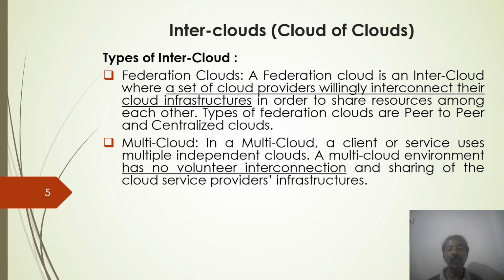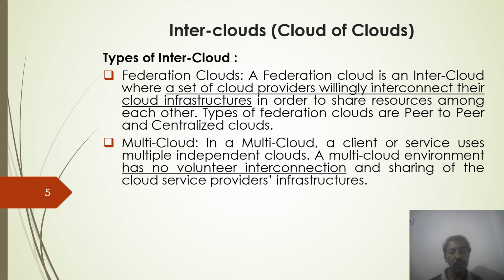discuss types of intercloud. We say that two types of intercloud are there. The first one is federation cloud, and the next one is multi-cloud. What is federation cloud? Federation cloud is intercloud where a set of cloud providers willingly interconnect their cloud infrastructures in order to share the resources among each other. They are voluntarily connecting their resources. Two types of federation clouds are there, peer-to-peer and centralized clouds.